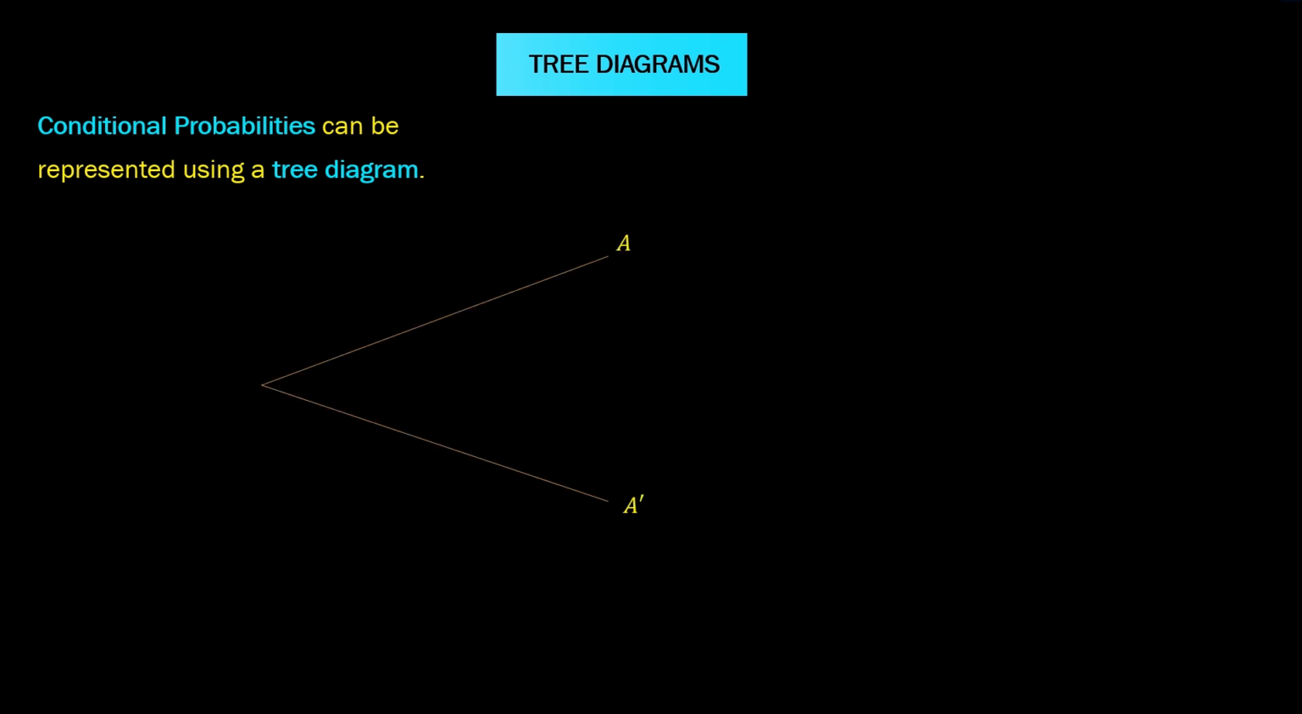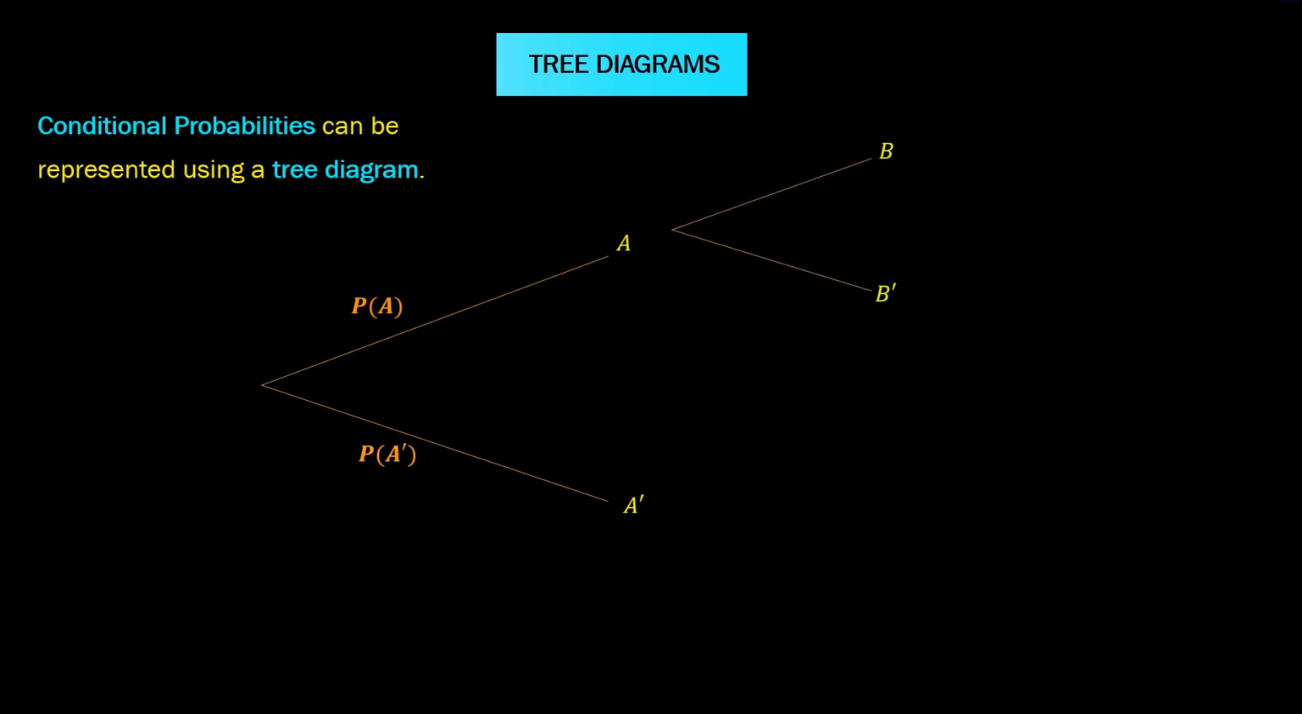Suppose we have two events, A and not A. Here's our probability of A, and here's our probability of not A. Following the first stage, we're going to have another stage, either B or not B.